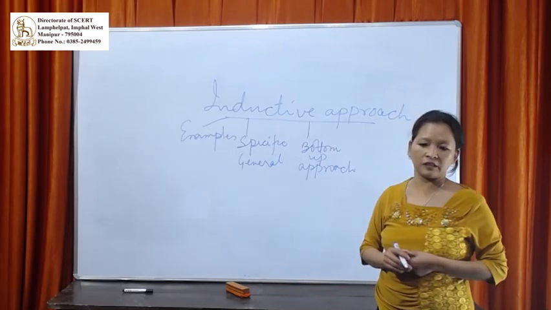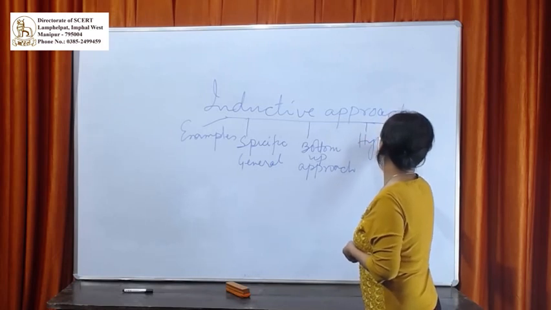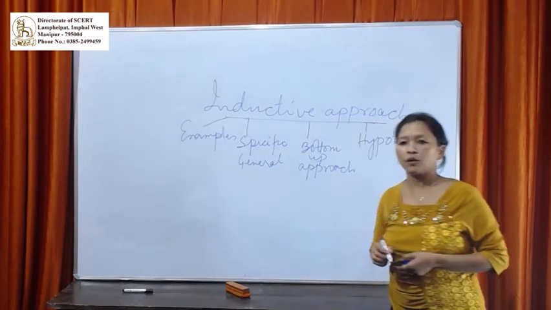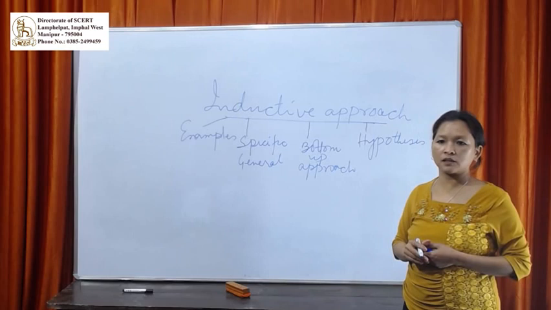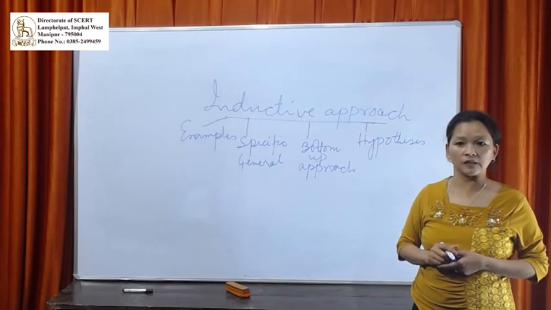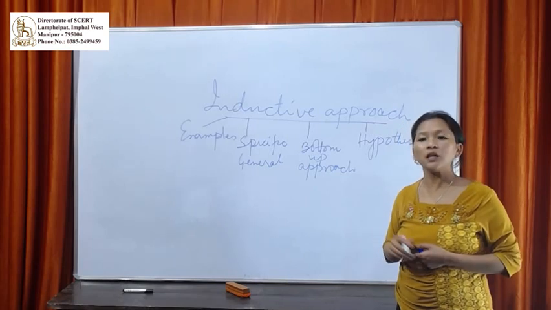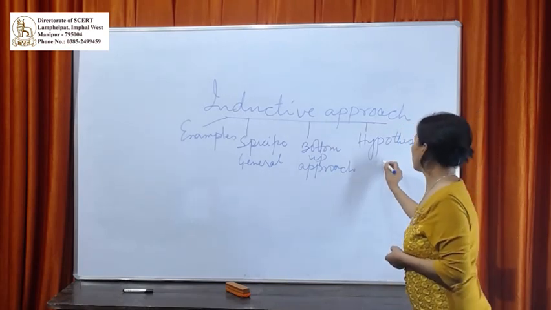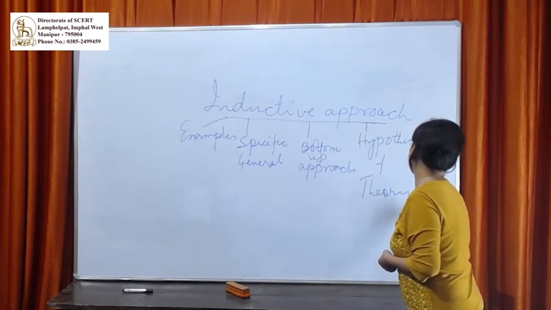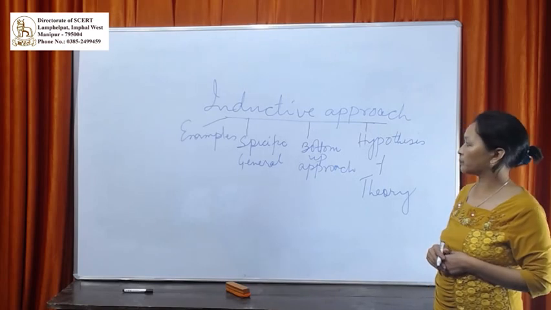Then we hypothesize. Out of the five or six sentences, we try to find out the nouns in the sentences. Then we will derive a theory. From hypothesizing, we will create a theory, or we will come to a conclusion about what a noun is.